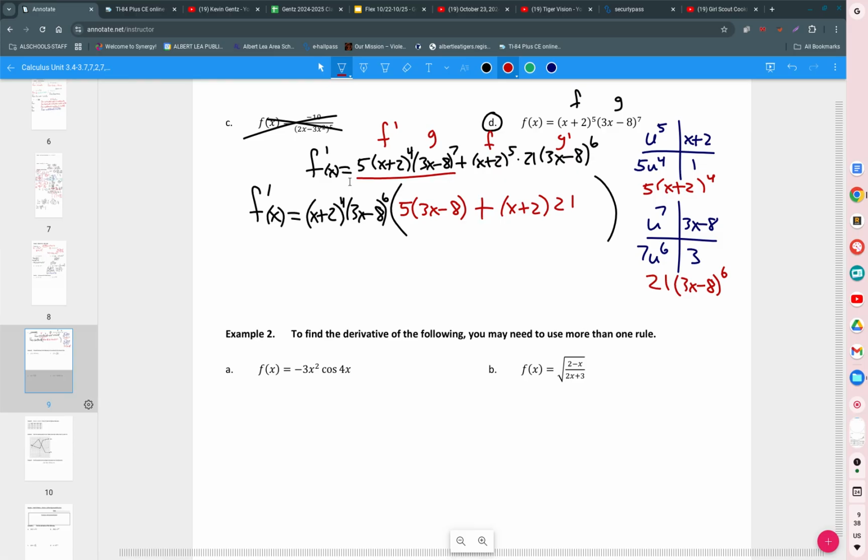We good? Okay, so now I want to combine some like terms there. So I have f prime of x is equal to, we're almost done, x plus 2 to the 4th times 3x minus 8 to the 6th. So we know we have that up front. We're going to combine some terms here. 5 times 3x is 15x plus what?